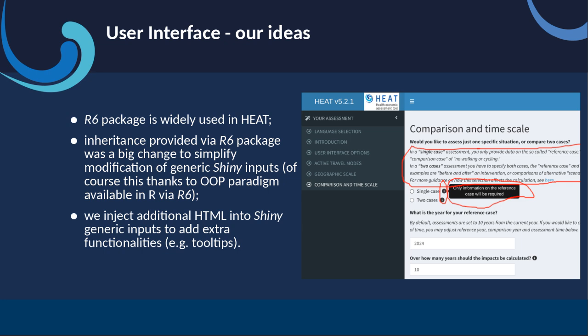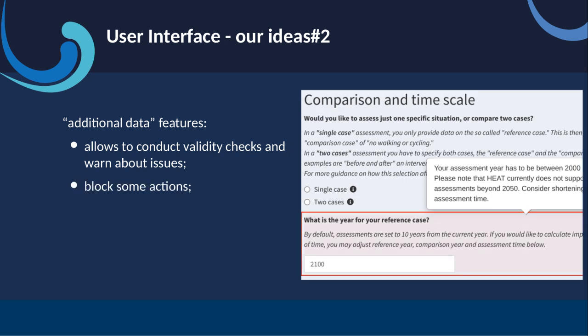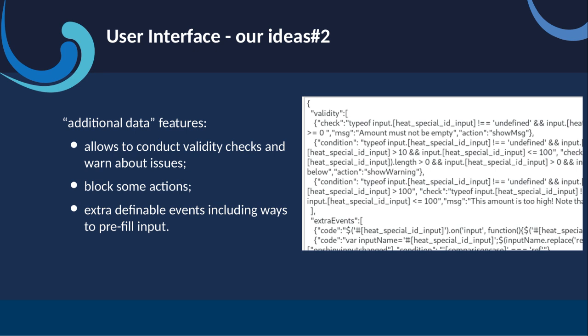For example, we inject HTML into inputs to add extra functionalities, for example, tooltips. On the right, there's an example of extra content injected into a generic Shiny input. And another example of our extensions, which were easily introduced by using R6 classes, is our own authored system called Additional Data. The Additional Data feature allows us to conduct validity checks, warn or block some actions if tests fail, and define extra events, including ways to pre-fill input data with predefined values. On the right, there is an example of the syntax of the Additional Data feature.